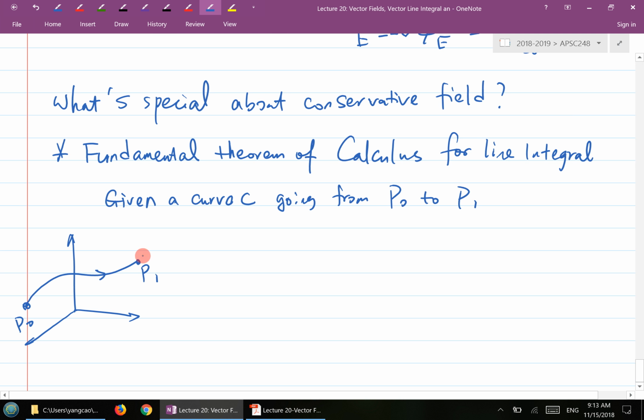The curve C starts at P0 and finishes at the P1 point. Suppose the corresponding t value goes from A to B. When t equals A, the curve C is at point P0. When t equals B, the curve C is at P1. So basically we have R of t, and t goes from A to B.